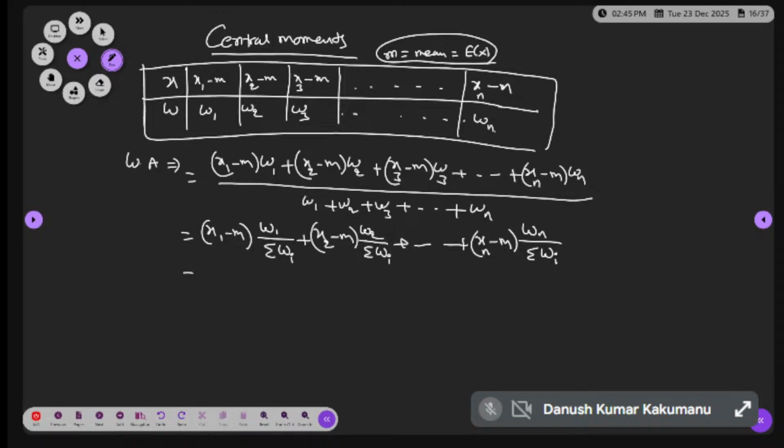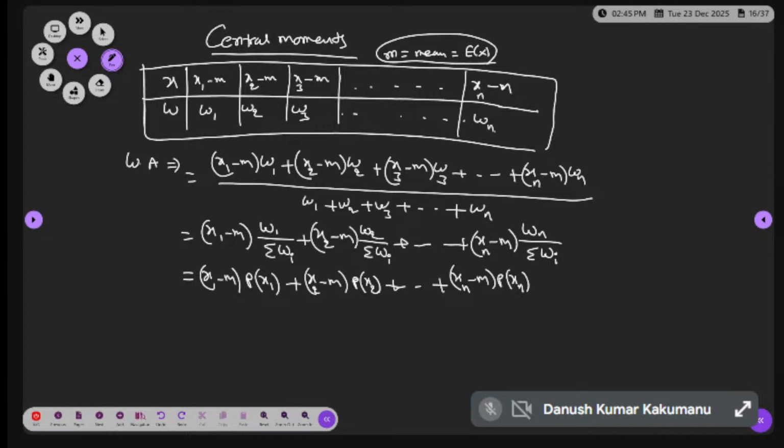Yes. x1 minus m into, this is p of x1. Only p of x1, no need to write p of x1 minus m. Plus (x2 minus m) into p of x2, plus so on, plus (xn minus m) into p of xn. You are all understanding? (x1 minus m) into p of x1 plus so on, (xn minus m) into p of xn.